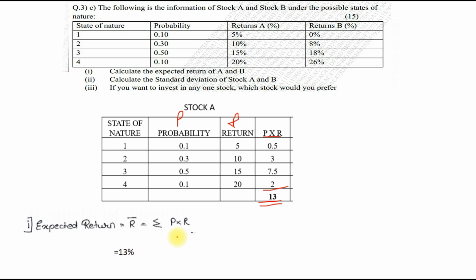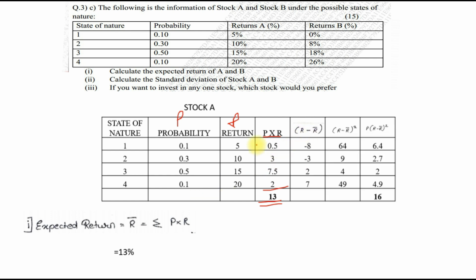That's the first step. Now, in order to find the standard deviation, the next column that we will require will be R minus R bar, that is all the returns minus R bar. So 5 minus 13, 10 minus 13, 15 minus 13 and 20 minus 13. We'll get the respective values. Then the next column will be R minus R bar the whole square. So 8 square, negative 3 square, 2 square and 7 square will be taken.